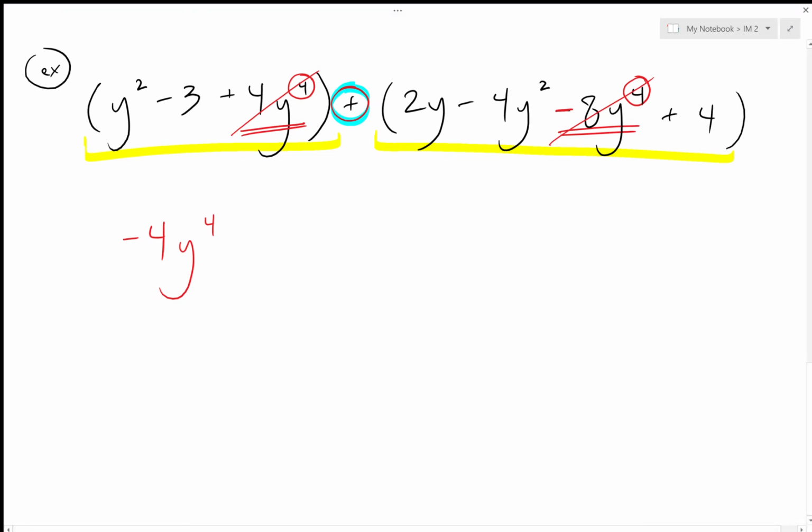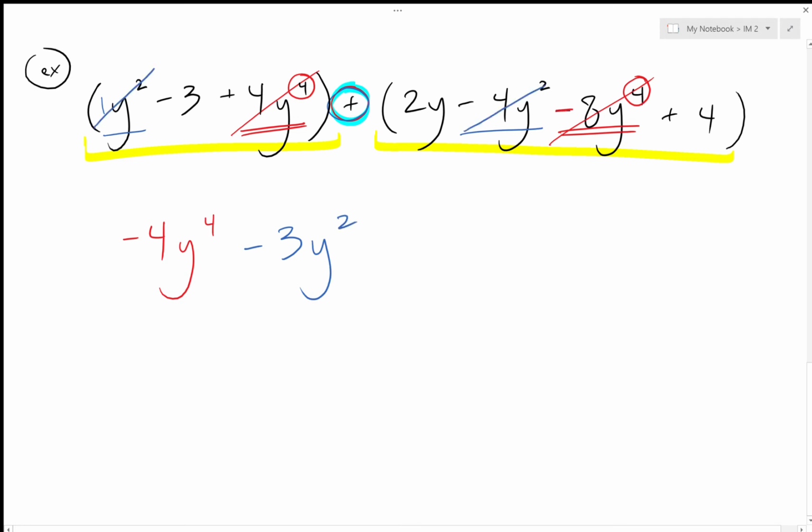Are there any y to the 3's? No. Let's work our way down. Next will be y to the 2. So I've got a 1y to the 2 and a negative 4y to the 2. Let's add them together. So 1 plus negative 4 is a negative 3y squared. We keep that exponent.